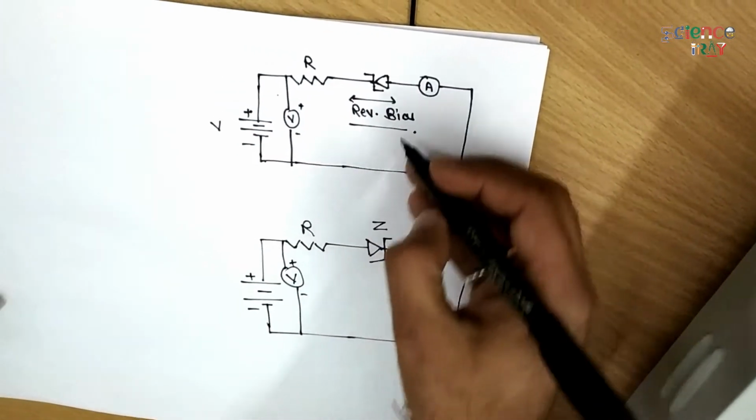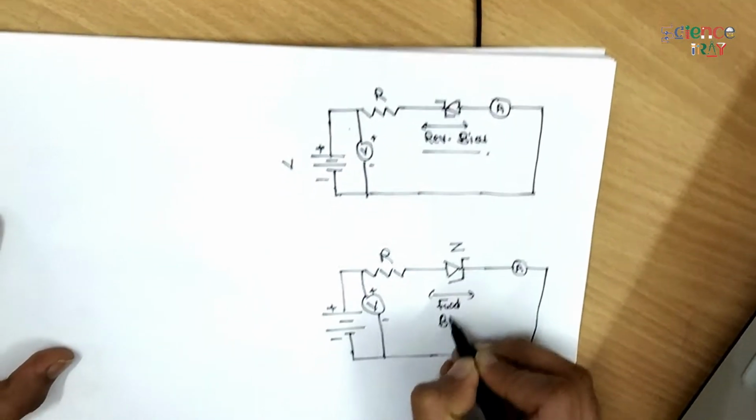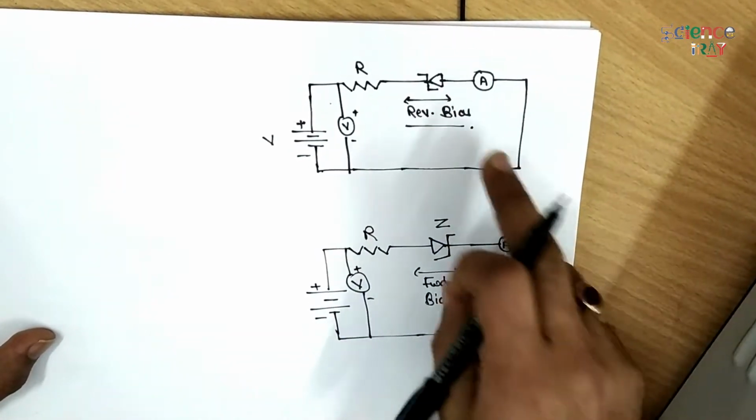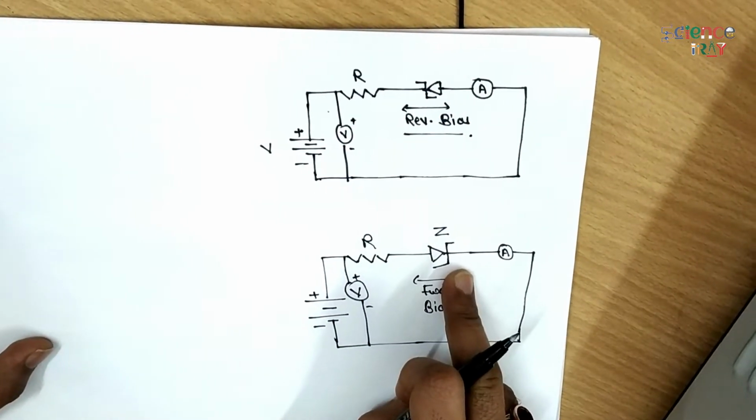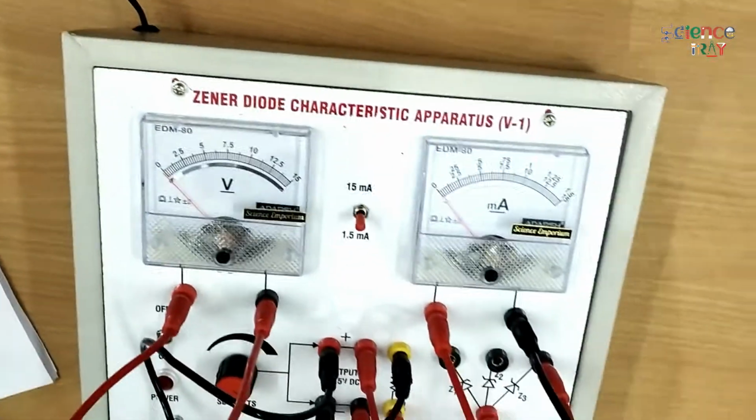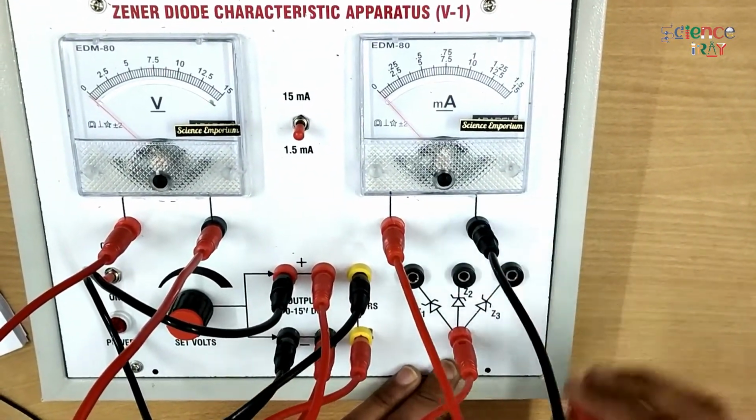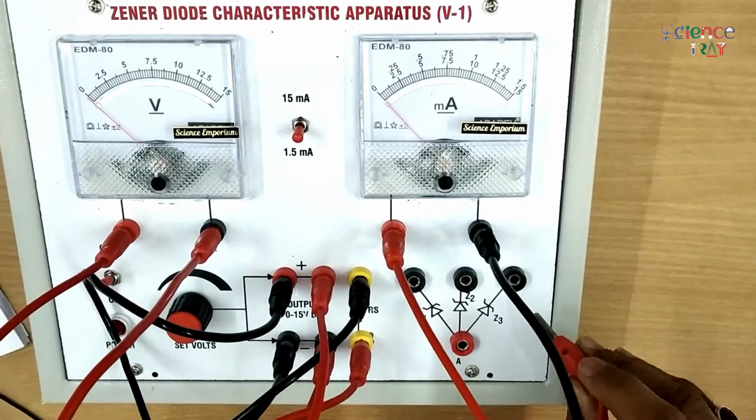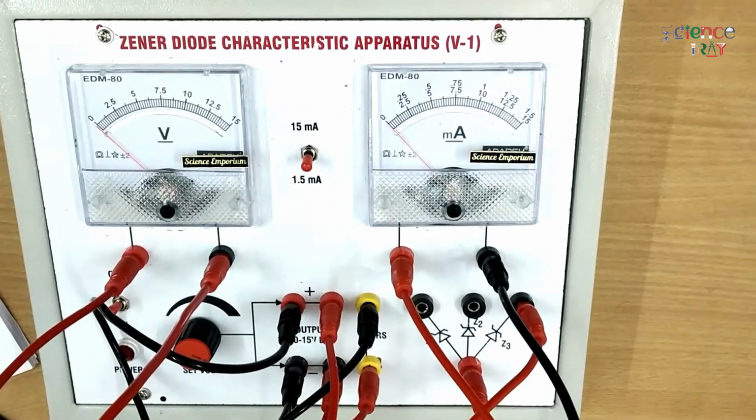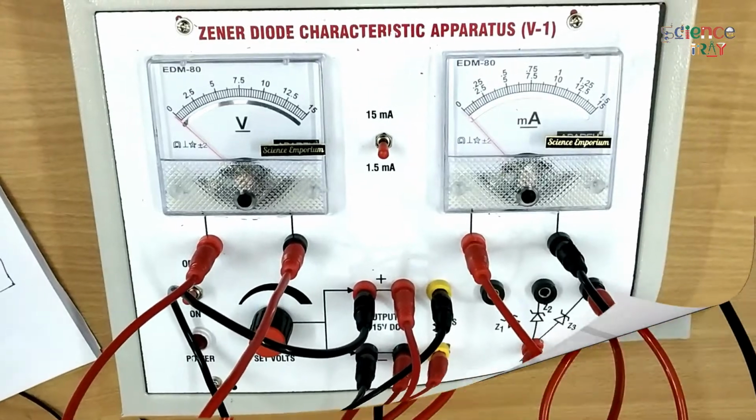So now we have forward bias. There is a single difference: the direction of the Zener diode is different. In our connection diagram, this was positive and this was negative. We will exchange the positions, so now this is negative and this is positive, and our circuit is in forward bias of the Zener diode.